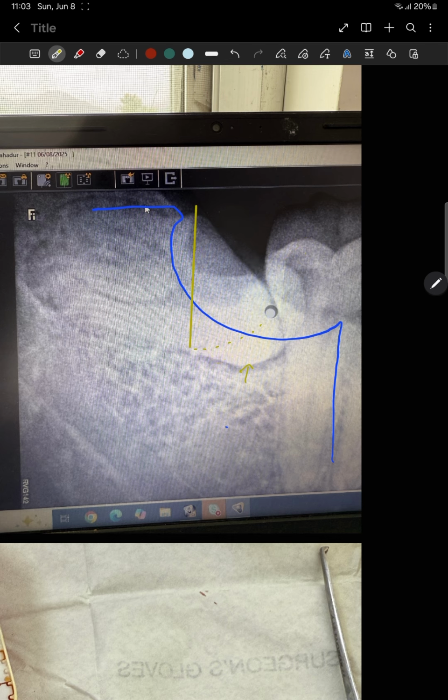For the radicular part, since in this radiograph we can see the roots are almost fused, instead of splitting the root into half, I created a purchase point somewhere around here, and using Krayer's elevators, I engaged the purchase point and tried to move the root in the mesial direction. It pulled the entire root in the mesial direction, and then I was able to remove the tooth easily.